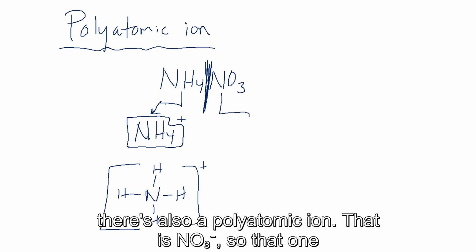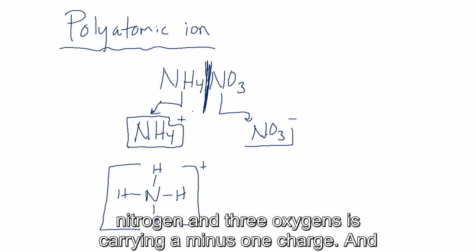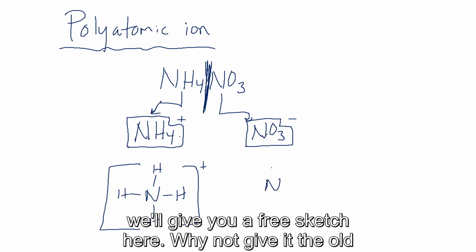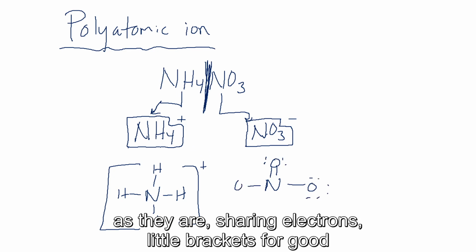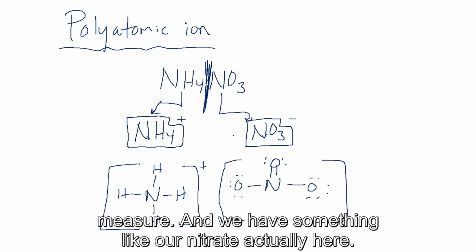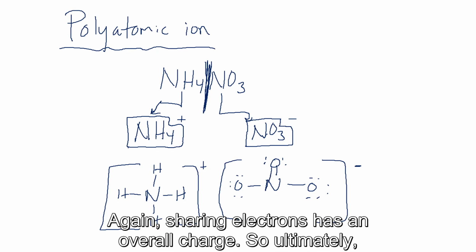And over here, there's also a polyatomic ion. That is NO3 minus. So that one nitrogen and three oxygens is carrying a -1 charge. And we'll give you a free sketch here. Why not? Give it the old college try. Go like that. Maybe a little action like that there as they are sharing electrons. Little brackets for good measure. And we have something like our nitrate actually here. Again, sharing electrons, has an overall charge.